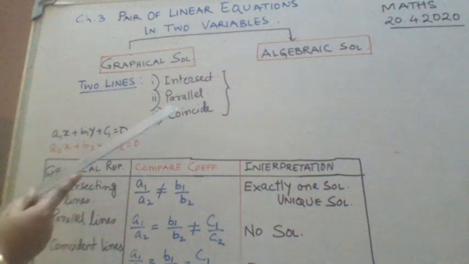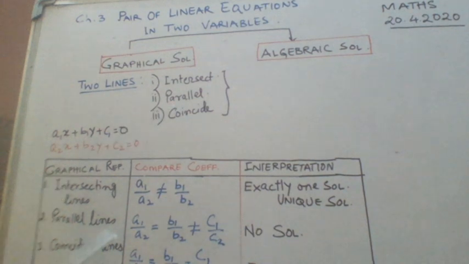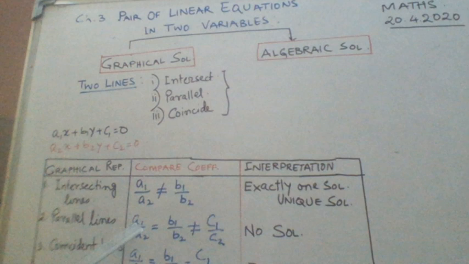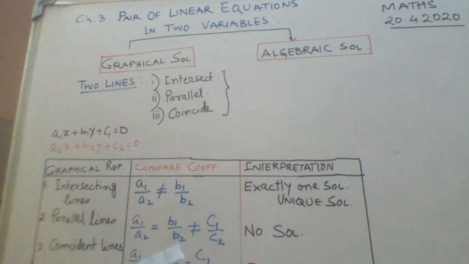Next comes the case of parallel lines. If the two lines from this pair of linear equations happen to be parallel lines, then a1 upon a2 is equal to b1 upon b2, but not equal to c1 upon c2. So initially a1 upon a2 equals b1 upon b2, but finally they do not agree. So the result comes out to be no solution. Solution is not possible in this case.